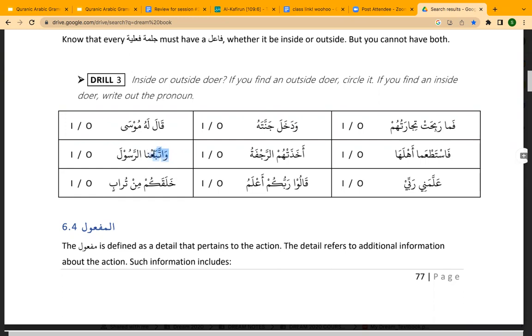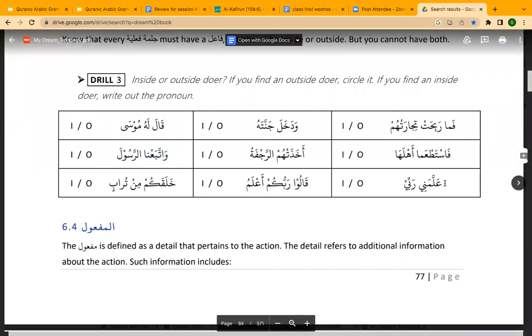And when we have anything other than Hua, Hia, we do not look for an outside doer. And we followed who? Ar-Rasul. Ar-Rasul is the detail, right? And that is Nasbin status, because detail is always Nasbin status. And we stopped searching for our outside doer here because we had our doer here, which was in the form of na, which is translated as we.